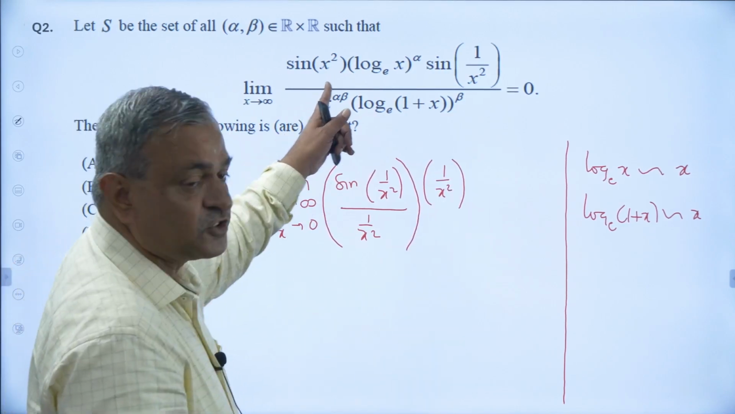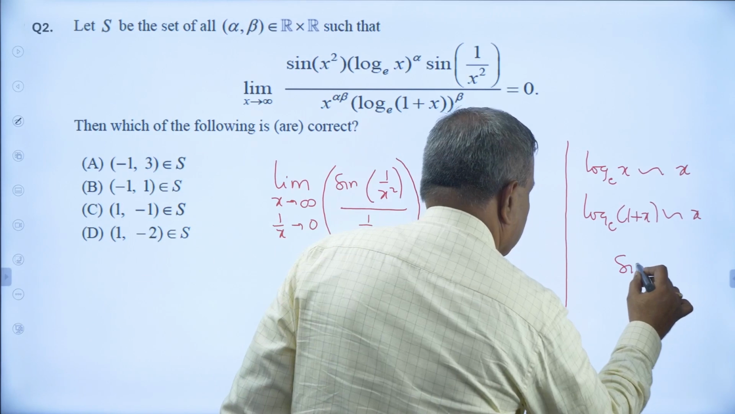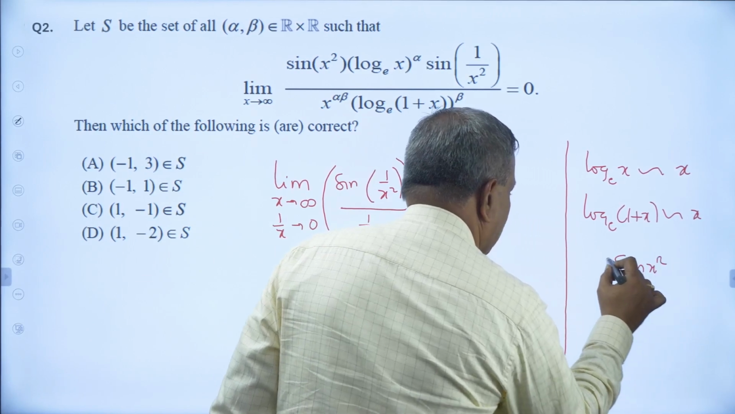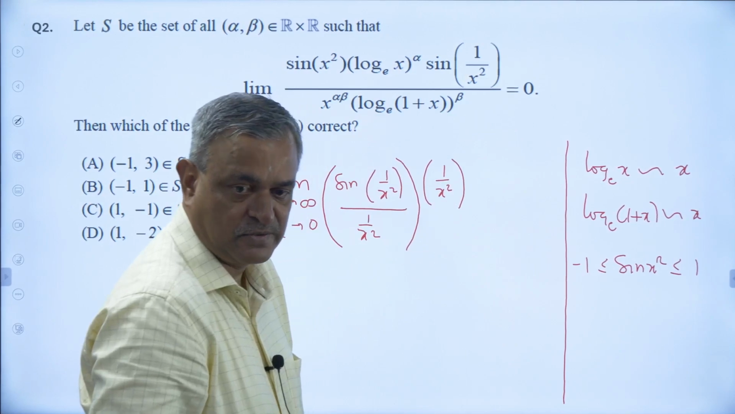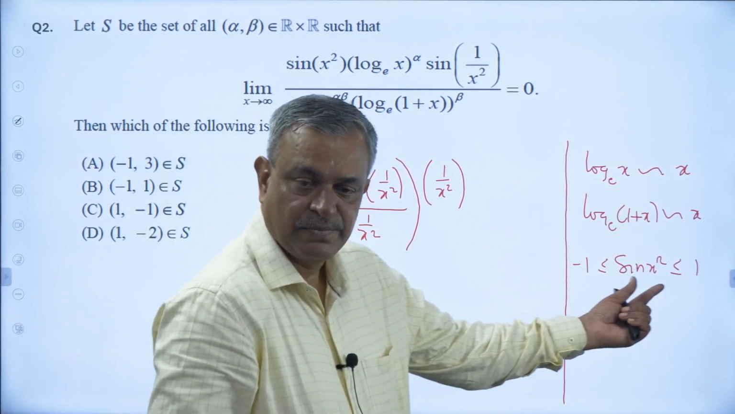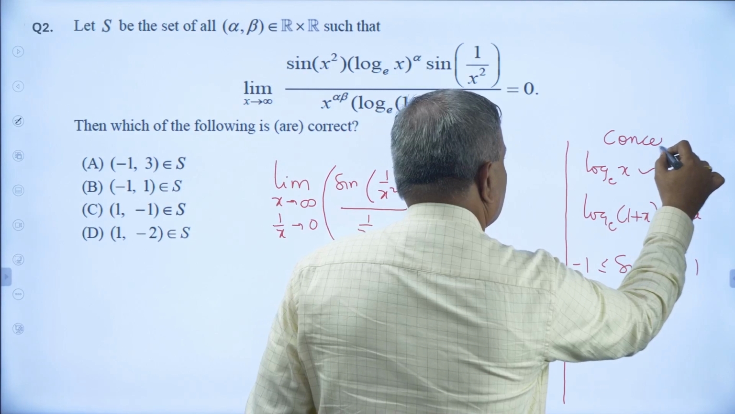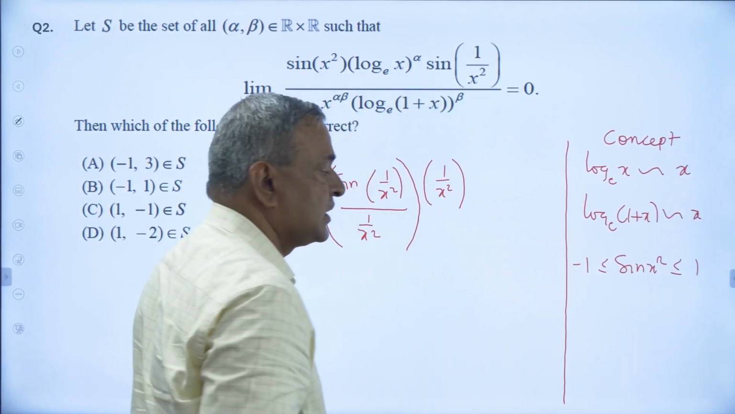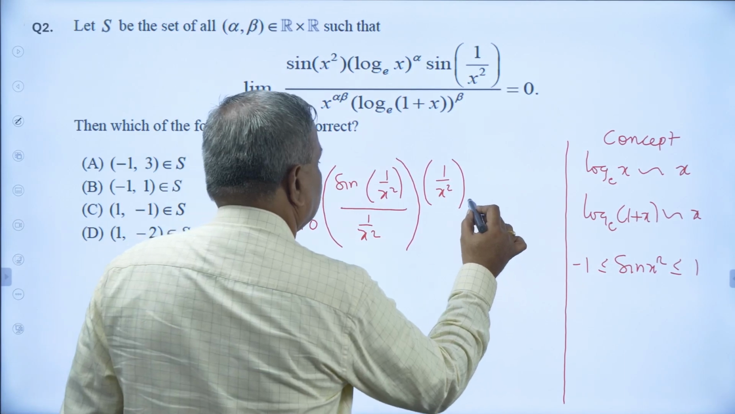Now sin x square you don't have to bother about because of another concept: sin x square is a finite quantity, always lying between minus 1 and plus 1. This is the concept used. Clear? It's a finite quantity. We are not bothered about sin x square.